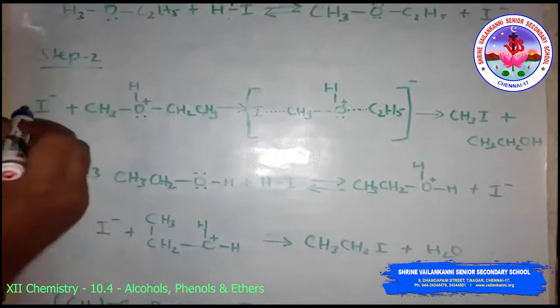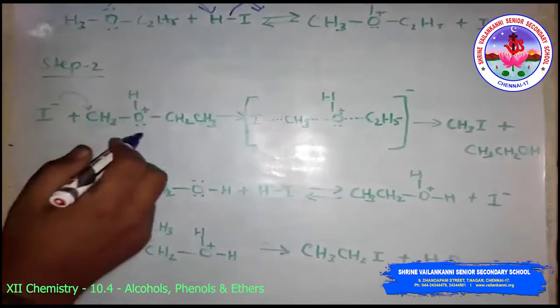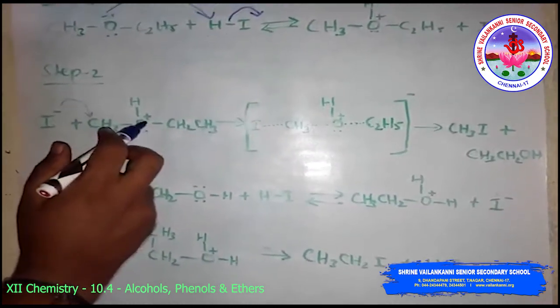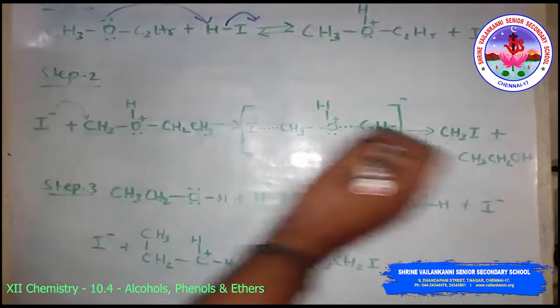See, look here, the I minus shifted here like this. Then the positive charge stabilizes. Usually this is the transition state. Then they form like this.